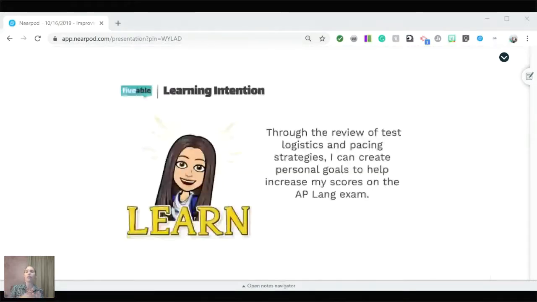Our goal is that through the review of the test logistics and the pacing strategies, you're going to be able to increase your score on the exam. We want you to have a goal and to work towards that goal. And by taking it step by step, we're hoping that we can help you make that test more approachable, but also to recognize the skills that you have on your side that are going to help you along the way, and to kind of help check that test anxiety that we all kind of get sometimes. So, are you with me?